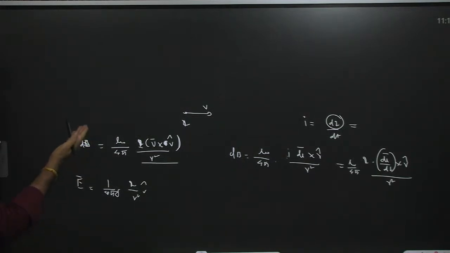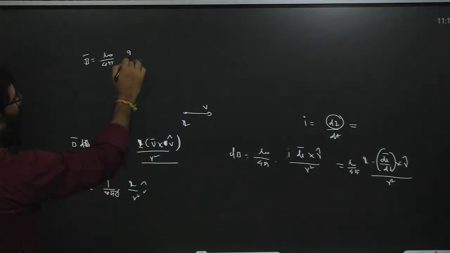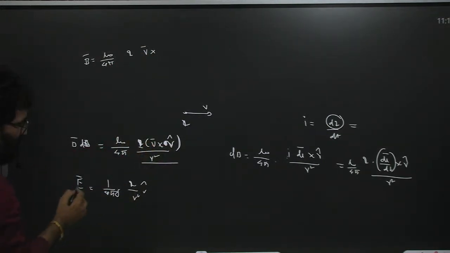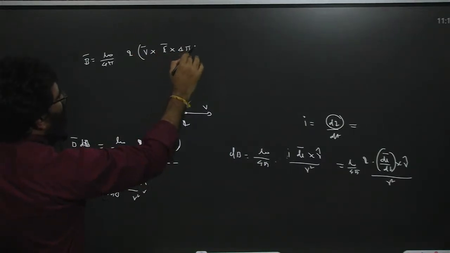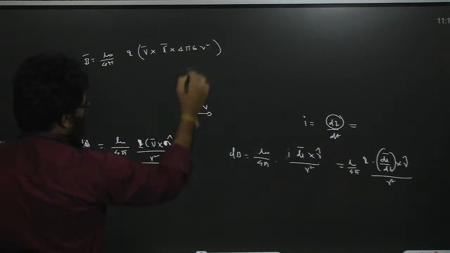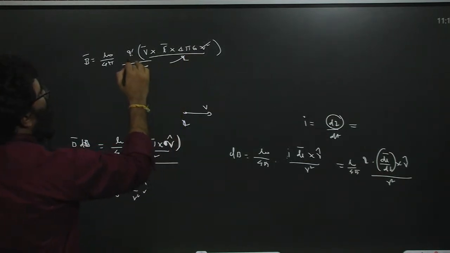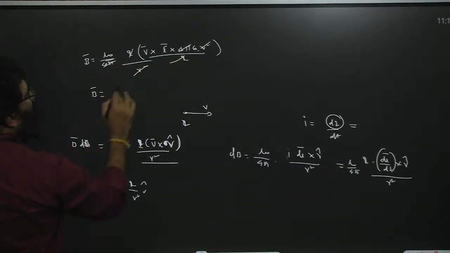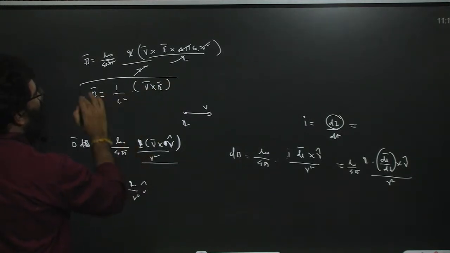The self-created magnetic field relation is B bar equal to mu naught by 4 pi q into V bar cross r cap by r square. And E bar is equal to q by 4 pi epsilon naught r square. So r square will cancel, q will cancel, 4 pi will cancel. So B bar is equal to mu naught epsilon naught, which is 1 by C square, into V bar cross E bar. So this is a very important relation.